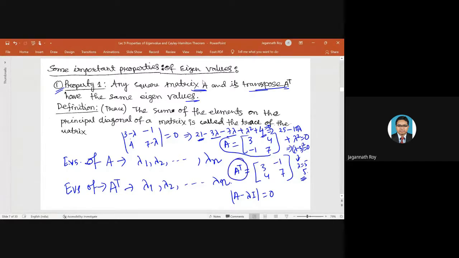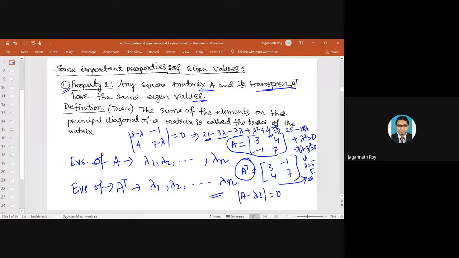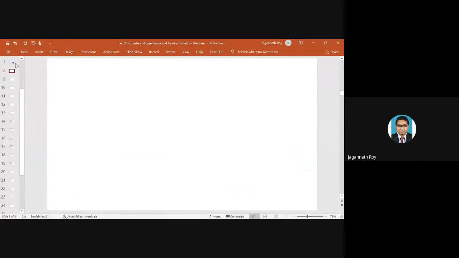So A transpose will also have the same eigenvalues. Now, the trace of a matrix. It says if a given matrix is written in this form: A11, A12, up to A1n, A21, A22, up to A2n, up to AN1, AN2, up to ANN, for a square matrix.